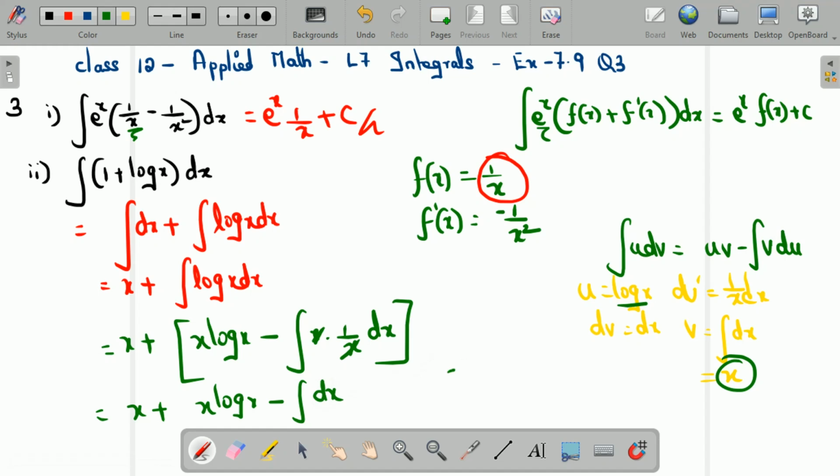So this is going to be x plus x log x minus x plus c. So the plus x and minus x you can cancel. So the final answer will be just x log x plus c.